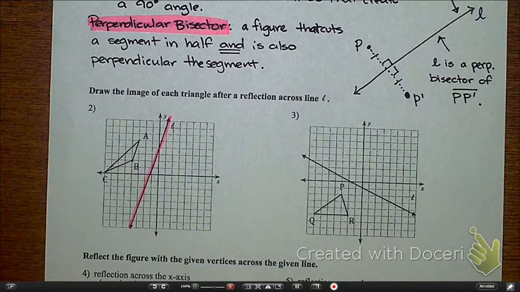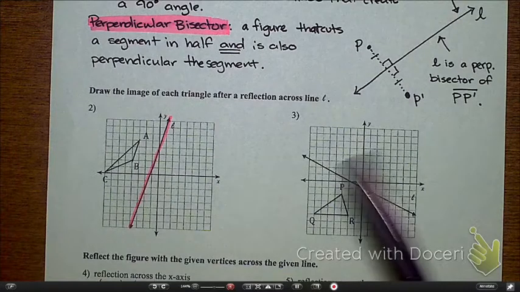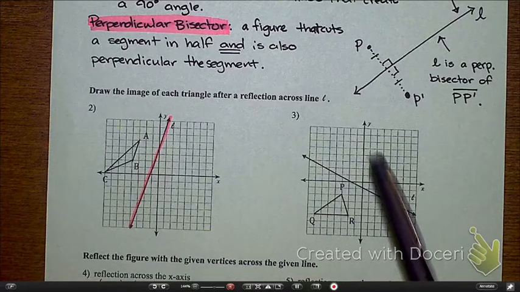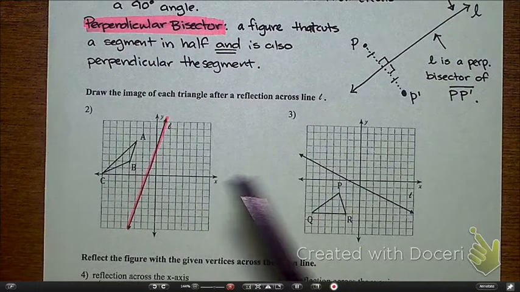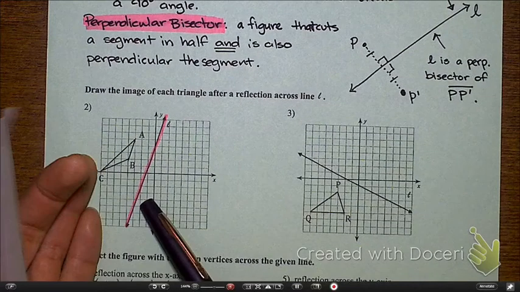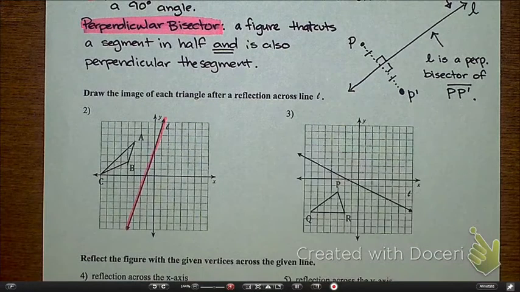When we use our trace paper, the trace paper is one method to do a reflection. If you want to use this method on a quiz or a test, I will give you trace paper to use, okay? If you don't like this method, there's a second method which I'll show you on the next problem that we do, by counting. So you're going to see the trace paper, then you're going to see the counting, and then you'll get to decide which one you like better.